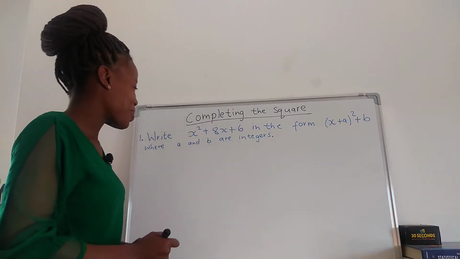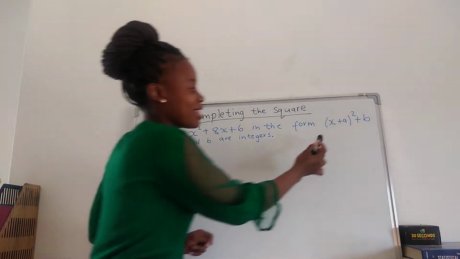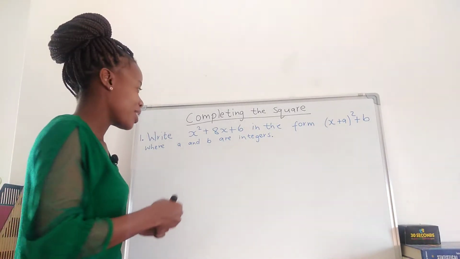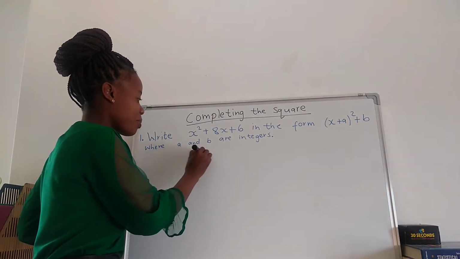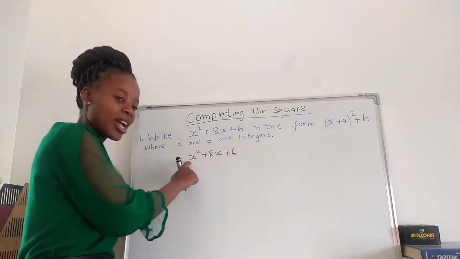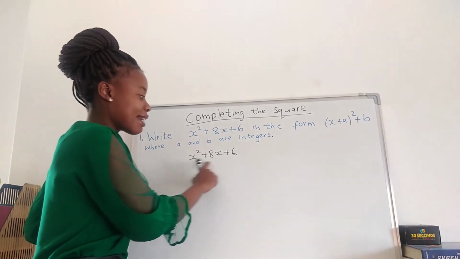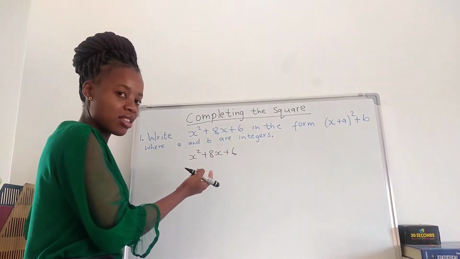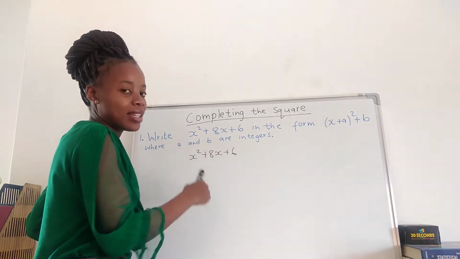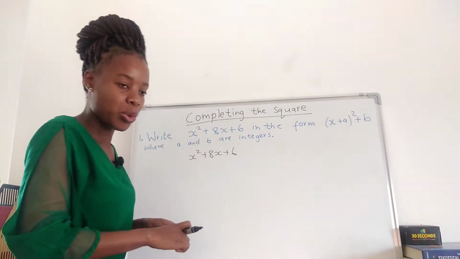Number 1, we are supposed to write x squared plus 8x plus 6 in this form, right? We are supposed to complete the square. So the first step, we are supposed to make sure that the coefficient of x squared is 1, so that you can complete the square and arrange your expression in this form. After x squared, make sure that you write the coefficient of x, then the constant at the end. Okay, now we're going to start completing the square.